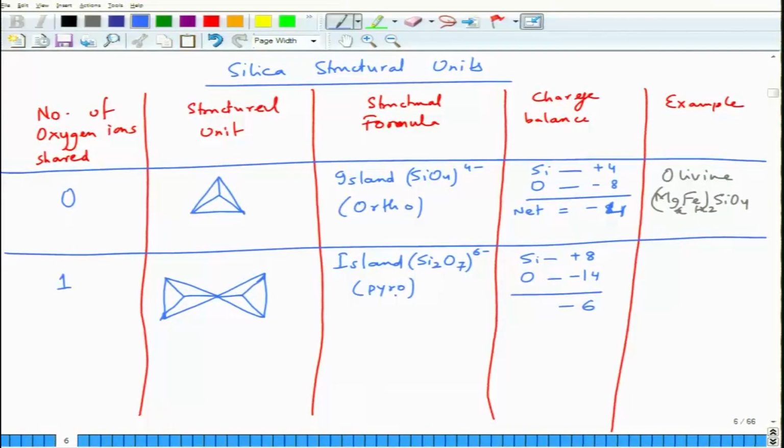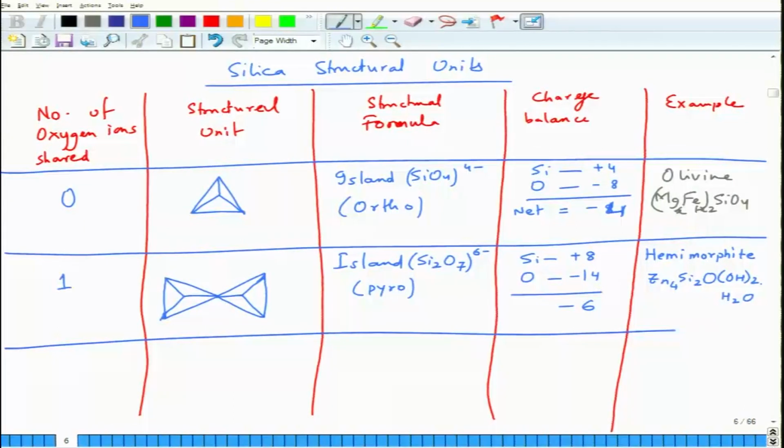This is called the pyro form, and these materials are, for example, hemimorphite. Hemimorphite whose structure is Zn4 Si2O7 (OH)2 dot H2O. This is an example. This is a case of sharing of 1 oxygen atom in the polyhedra. Not very common, but there is an example.